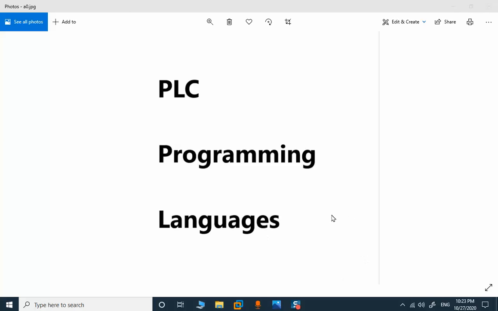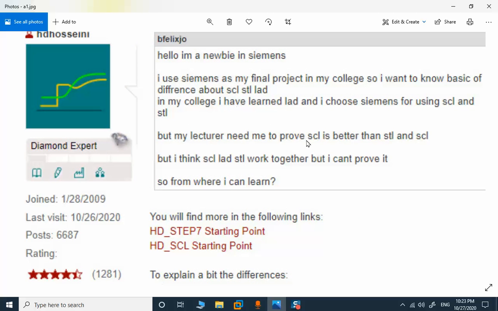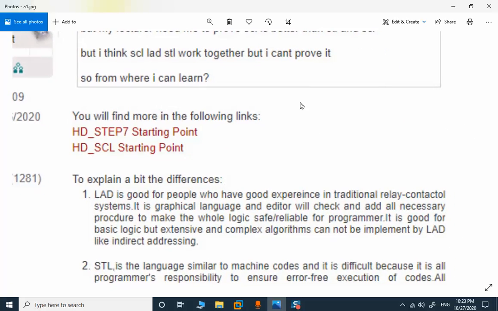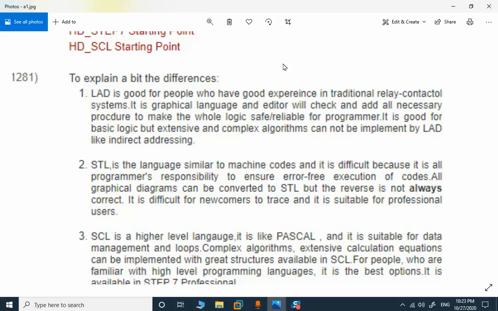Our topic today is about PLC programming languages. I encountered this old post in Siemens Industry Online Support. It was about different programming languages, and the user asked about ladder, STL, and SCL. We also have other programming languages that I will explain a bit more.